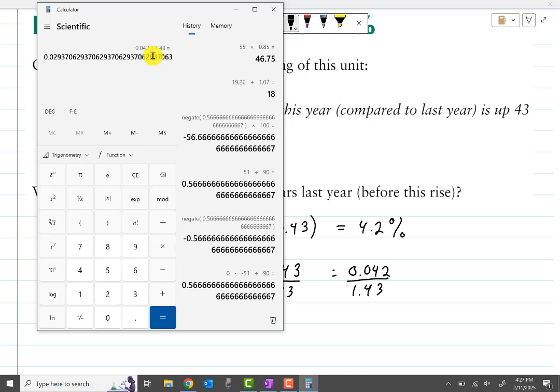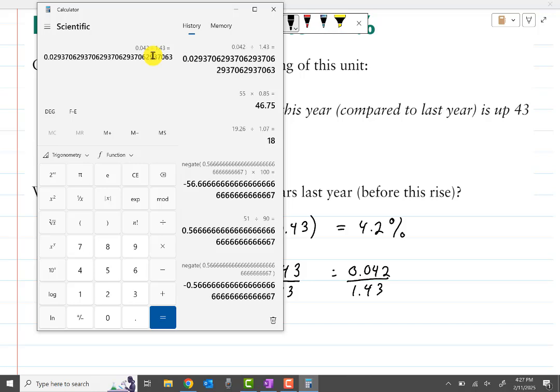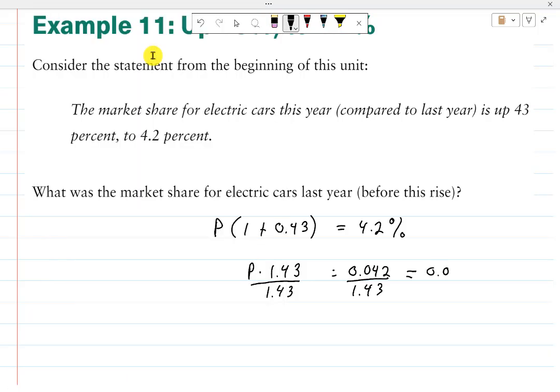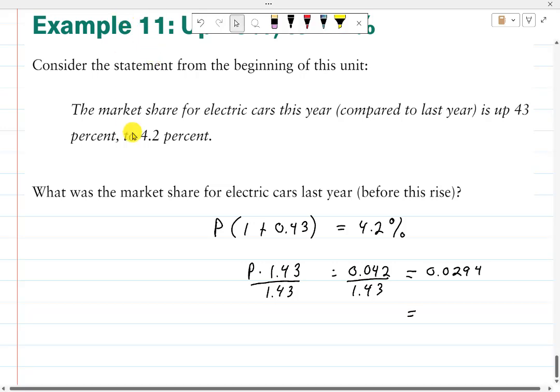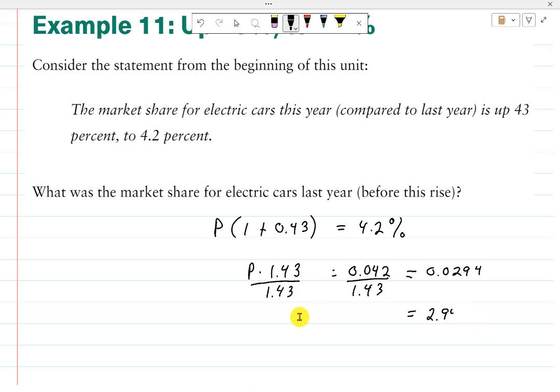And that gives me 0.042. 0.0294. I think I'll do that many decimals. And then it says what was the market share, which is a percentage. Notice that we're at 4.2% this year. What percentage was it last year? If I take this decimal and convert it, it had 2.94% of the market last year.